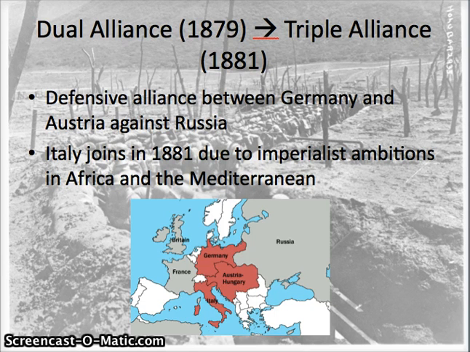All right, and Italy has a slightly different interest. It is interested, remember, it was late to get involved in imperialism. So it's interested in getting claims in the Mediterranean and Africa, and so it feels like if it gets support from Germany and Austria-Hungary, it can go through with those ambitions. Okay, so after Italy joins, of course, it becomes the Triple Alliance.